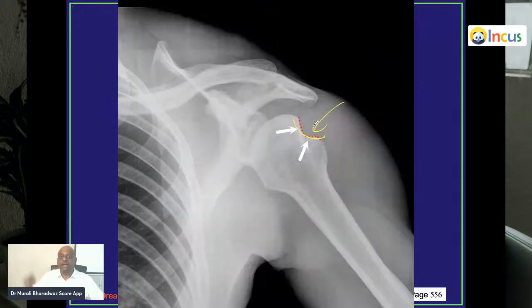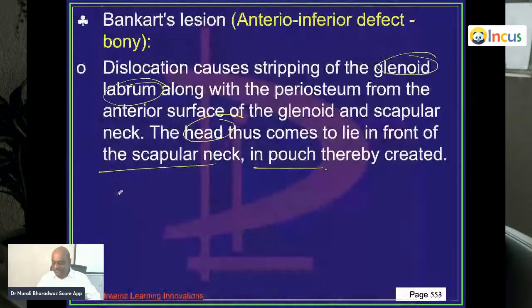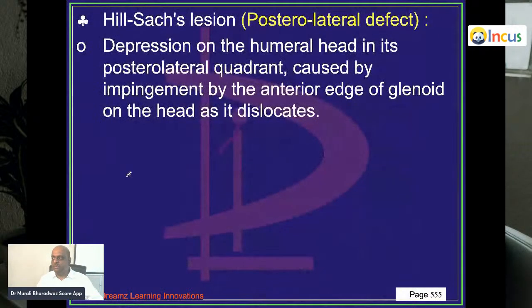So how will you remember? Hill is on the top. Hill is on the top. Then automatically you'll remember Bankart is bottom. But this is antero-inferior, not just inferior. This is antero-inferior, that is posterior, not superior, lateral. That is called NEET PG entrance.